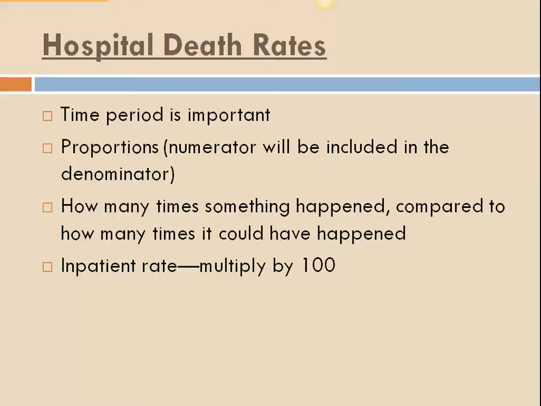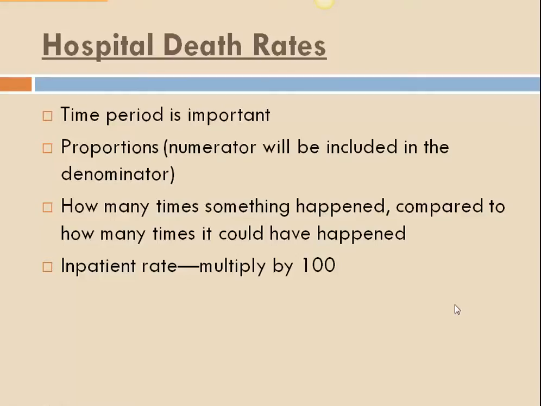Another thing to be familiar with when it comes to death rates is that hospital death rates are always going to be proportions. And these are things that hopefully can help you to not just look at the formula and see a bunch of different random numbers, but to understand why the formula is the way it is, and to be able to kind of think your way through the rates. So on a proportion, the numerator is always going to be included in the denominator.